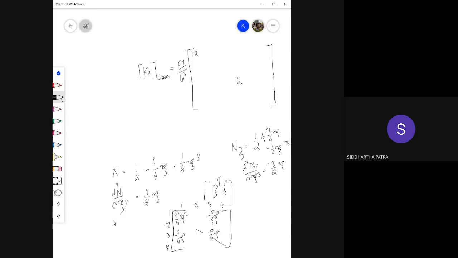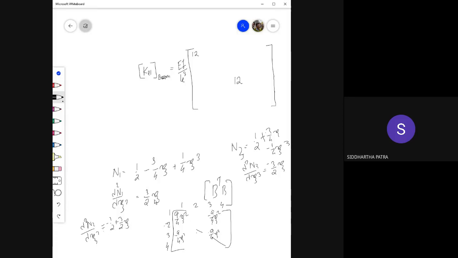For example, if I now determine d2 into d xi2, so that is going to be minus half, and then 1 by 3 by 4 xi, or 3 by 2 xi, right? So this is d2 into d xi2.